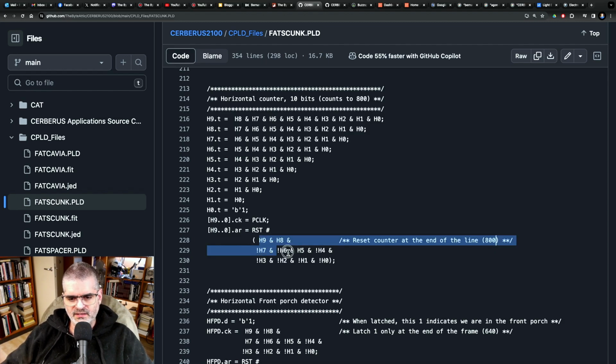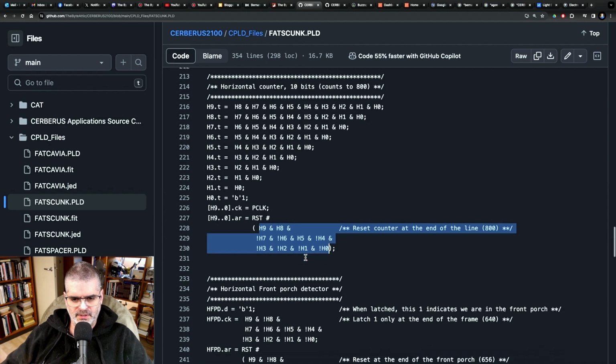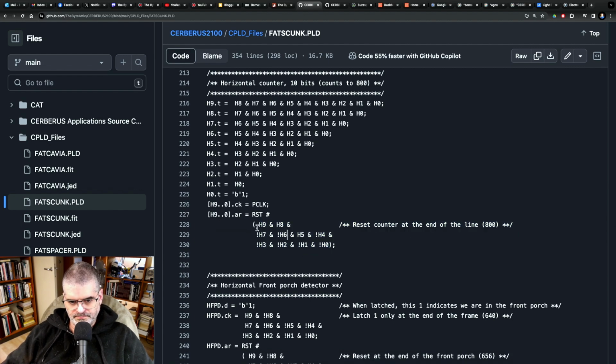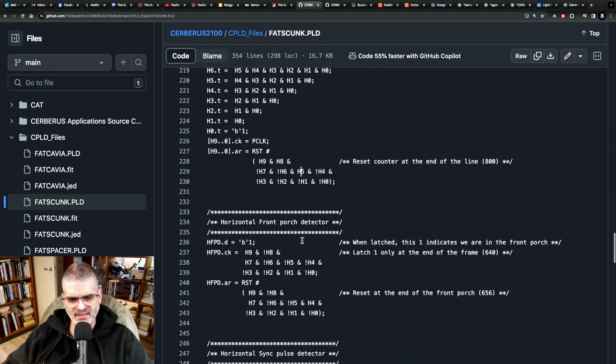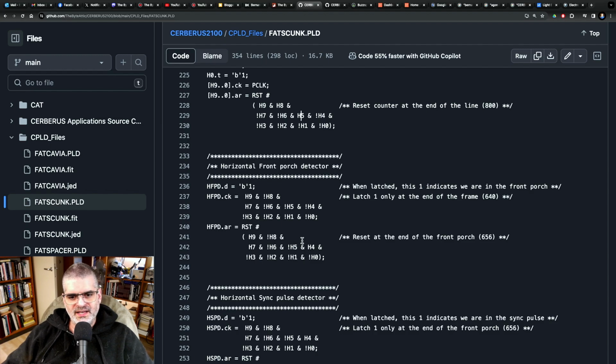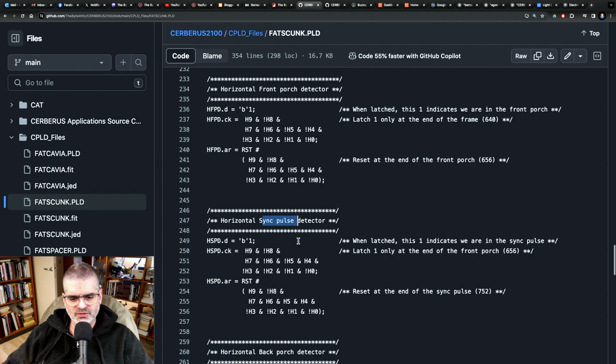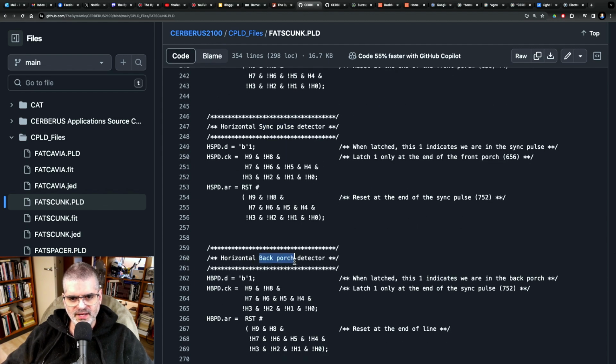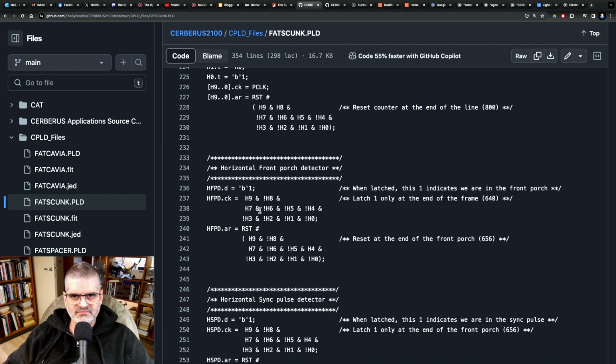And if you decode this equation, when the horizontal counter bit 9 is 1 and bit 8 is 1 and bit 7 is 0, and you translate all this, that's 800. That's what you get, 800 in binary. Now we have the individual detectors. We need to know when we are in the front porch, when we are in the sync pulse, and when we are in the back porch. And it's done just like before.